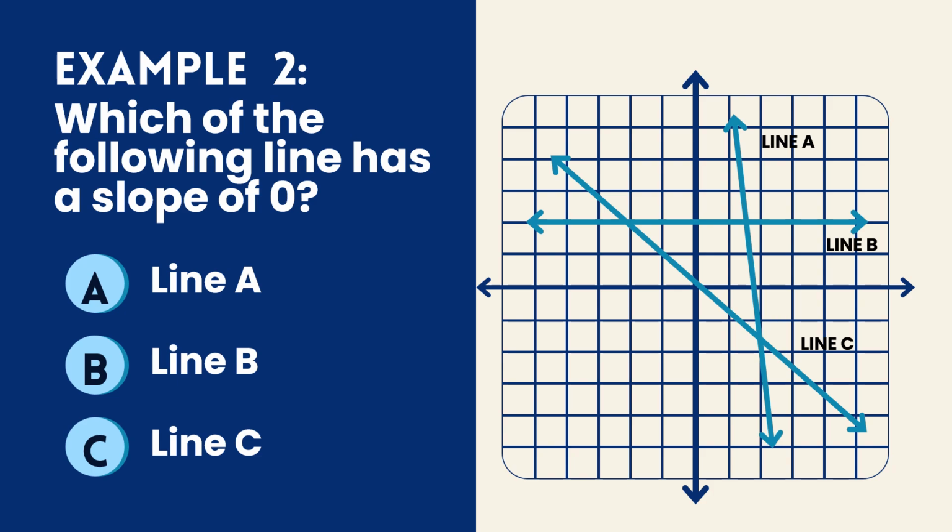Now, for this example, let's determine which line has a slope of 0. Remember, a slope of 0 means the line is completely horizontal. It doesn't go up or down at all. So based on this information, which line is completely flat? That would be line B.